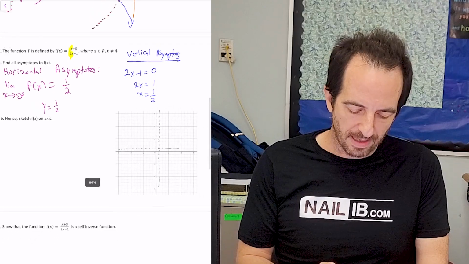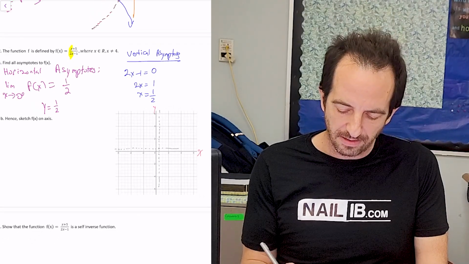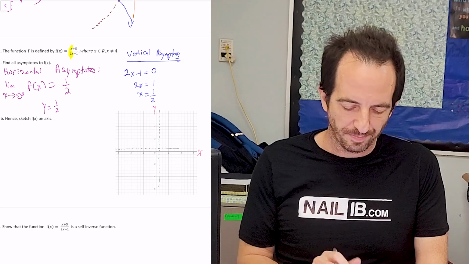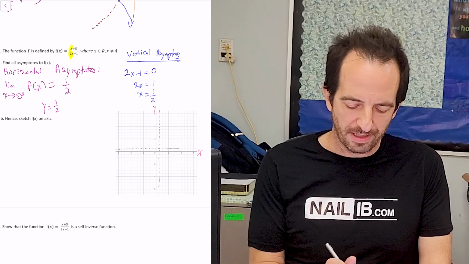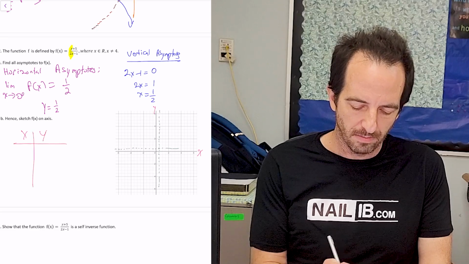And then they want us to hence sketch the graph. So always make sure that we label the axis at the outset. Usually they'll tell us to do that explicitly. And then to sketch the graph, what I need to do is pick some values so I can figure out which quadrants I'm in.